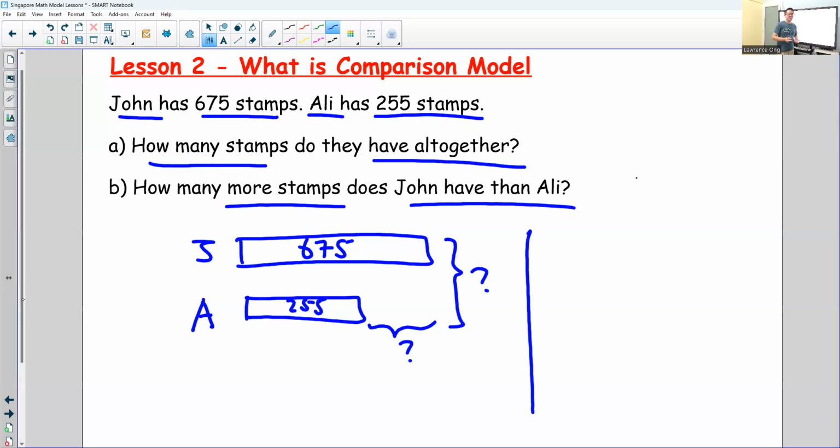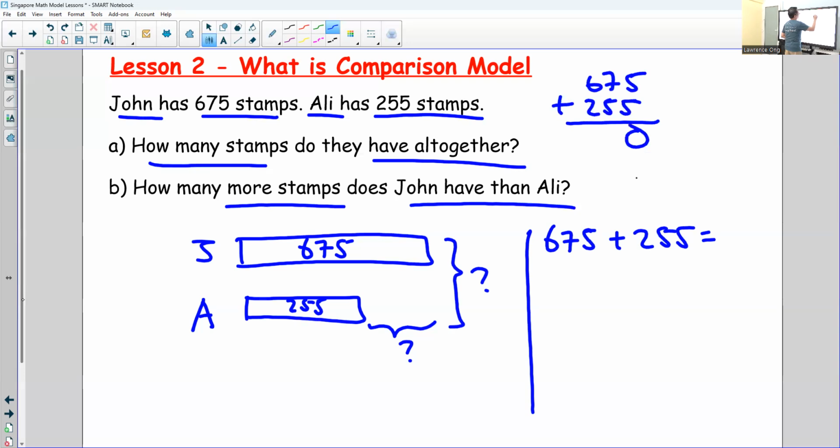So how do you find the total? You add the two persons together, so that'll be 675 plus 255. Let me just do a quick one. 675 plus 255, and you get the total. So 5 plus 5 is 10, and 30 carry 1, and that'll be 930. So together, they have 930 stamps all together. So that's your part A. When you see the arrow sign at the side, it refers to all together, the total.